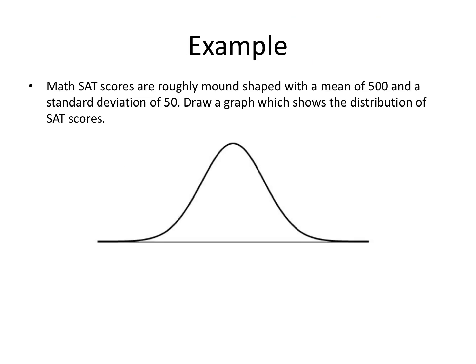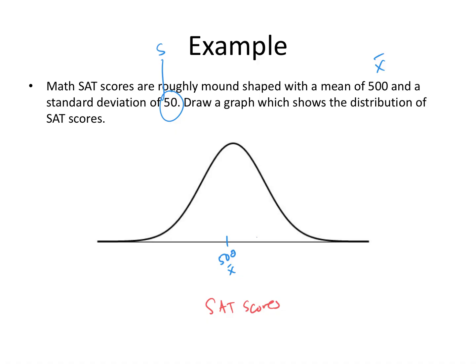Okay, so I'm telling you, math SAT scores are roughly mound-shaped. So I've traced out the general shape of what I expect SAT scores to be. And the mean is 500, so I'll go ahead and mark the mean of 500 here. And I'm also told the standard deviation is 50.